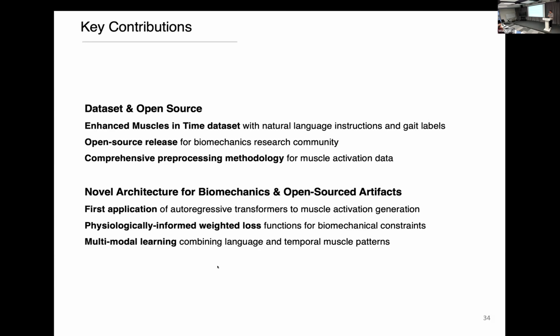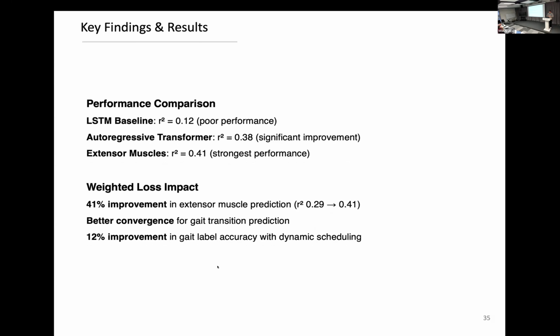Our key contributions are the datasets. We open sourced it, and it can be found on Hugging Face. It has natural instructions, gate labels, and what we discussed. We also open sourced artifacts for models, for our latest model, the pre-trained one with weighted loss. Our results moved from 0.29 to 0.41 with these iterative refinements of our training process. We also improved gate label accuracy with dynamic scheduling because it's not overfitting anymore, and we achieved better convergence for gate transition prediction.